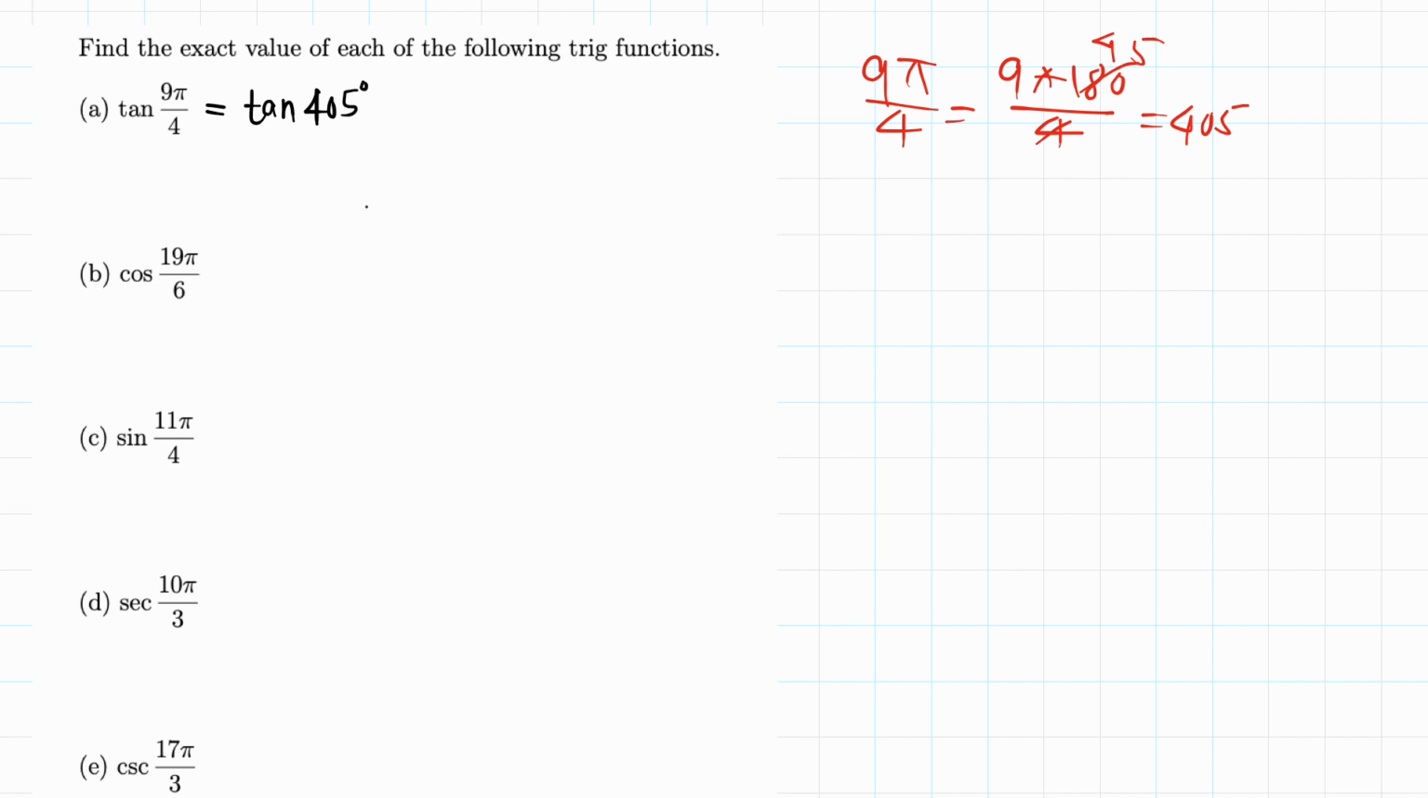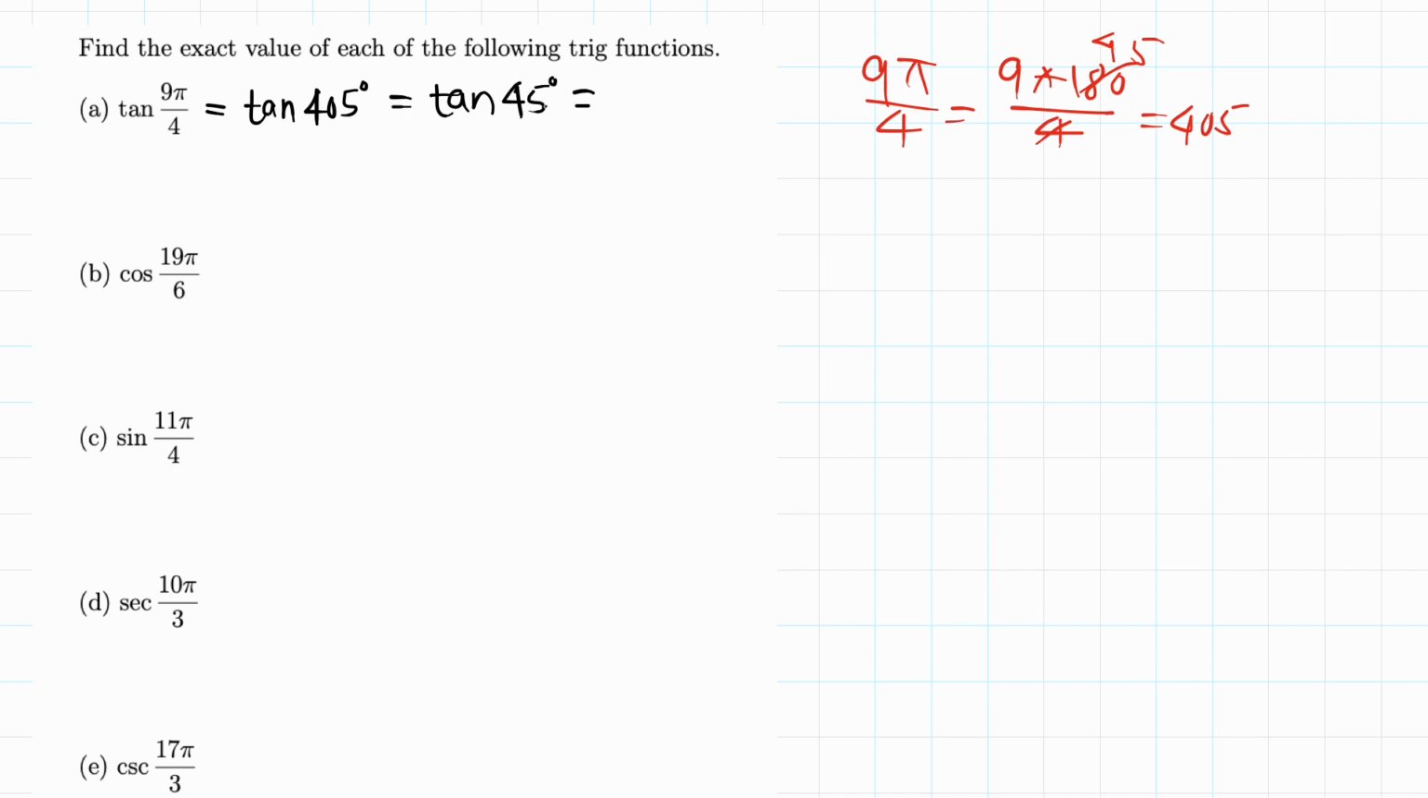We know that for sine, cosine, tangent, after 360 their values repeat. So we can subtract 360. But for tangent, its period is even shorter. It's 180. We can subtract 180 as many times as we like. But this is bigger than 360, so let's subtract 360 from this one. 405 minus 360, that's 45.